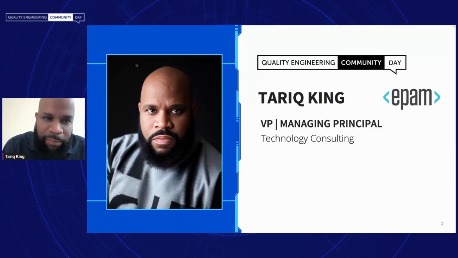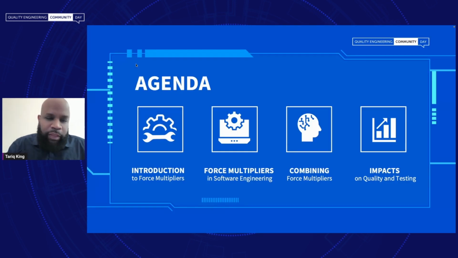So it's pretty timely. As was mentioned, my name is Tariq King, Managing Principal in Technology Consulting at EPAM, and I spend my time supporting quality, testing, engineering excellence, agile, anything related to high quality engineering and delivering and engineering productivity. And that's where this topic stemmed from. A lot of the things that we do in software engineering, which is a hard problem, should contribute to us becoming better and more effective at what we do. And so that's where this idea of force multipliers within software engineering came as a topic.